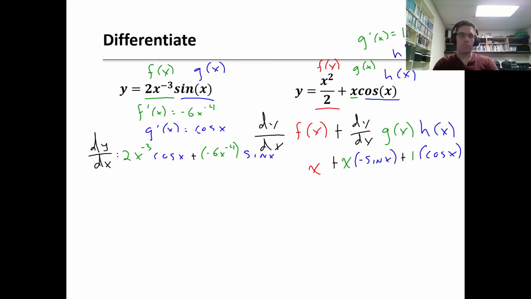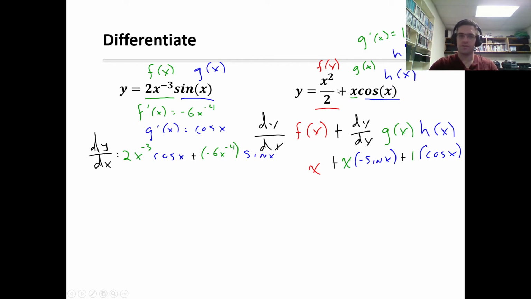Okay, two more, still using the product rule. The first one, we've got a power rule and we've got a trig function. And so we'll do the product rule there. The second one, we have three functions in here. We have a function f of x plus a function g of x, all equal to x, and then times a function h of x.